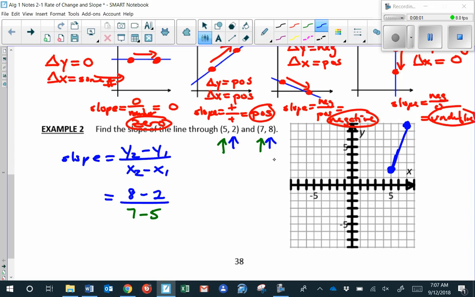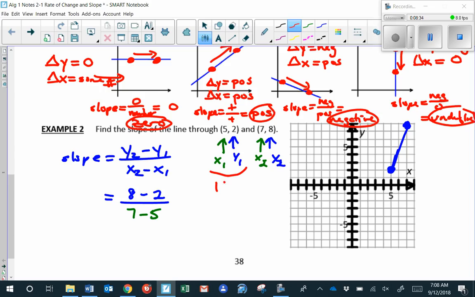Notice that I called 8 y1. That means that I have to call 7... I called 8 y2. That means that I have to call 7 x2. I called 2 the value for y1. That means that I have to call 5 the value for x1. The subscripts indicate which point they came from.